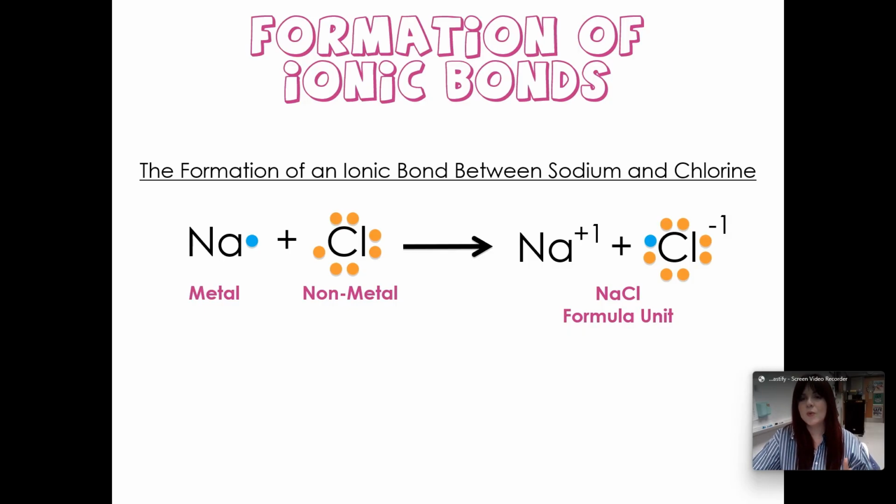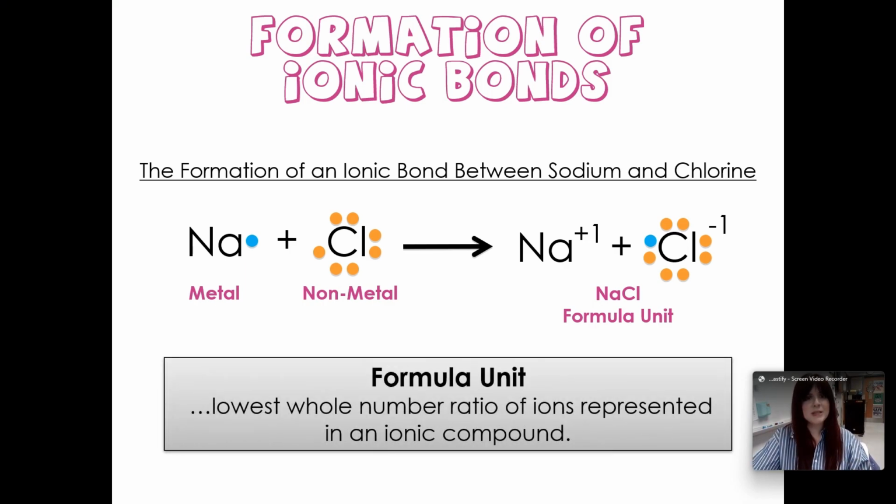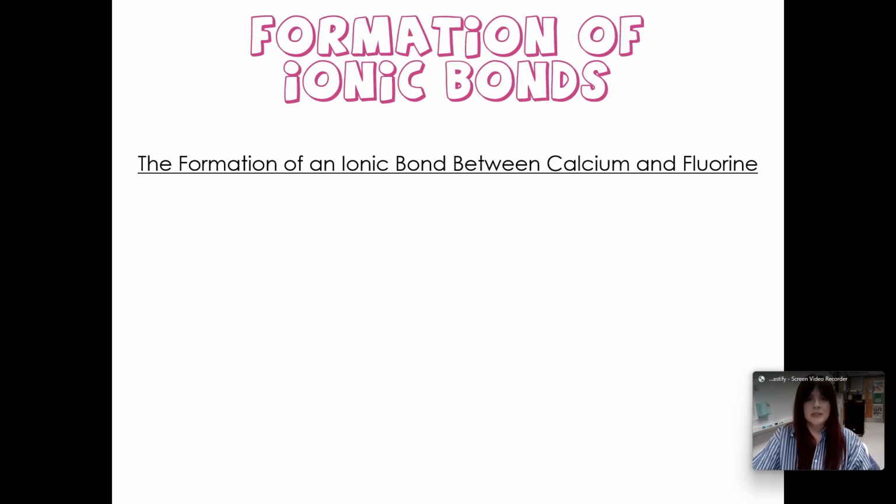We're not always going to have a 1-to-1 ratio. We'll see the next one where that's not the case. But we do have 1 singular formula unit. 1 sodium switches electrons with 1 chlorine. And a formula unit is the lowest whole number ratio of ions that are represented in an ionic compound. So, like I said, in this case, it is in fact a 1-to-1 ratio. Let's try the next one where it might not be 1-to-1.